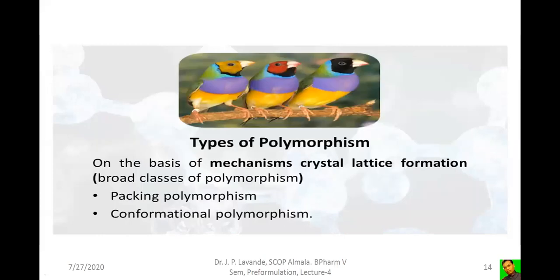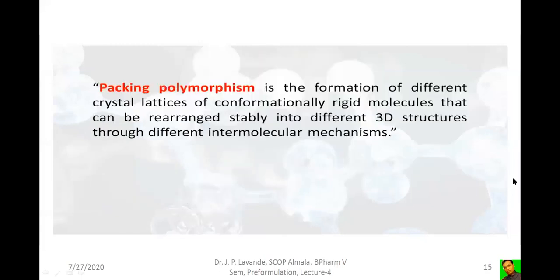So let's move to the different types of polymorphisms. What are the different types? Based on the mechanism of lattice crystal formation, the polymorphs have broadly been categorized into two different classes. The first is packing polymorphism, and the second is conformational polymorphism. What is packing polymorphism? Packing polymorphism is the formation of different crystal lattices of conformationally rigid molecules that can be rearranged stably into different 3D structures through different intermolecular mechanisms.